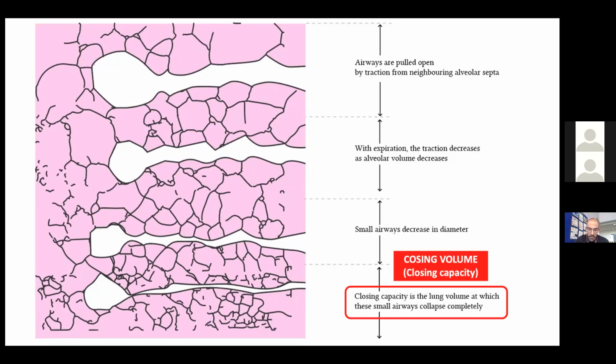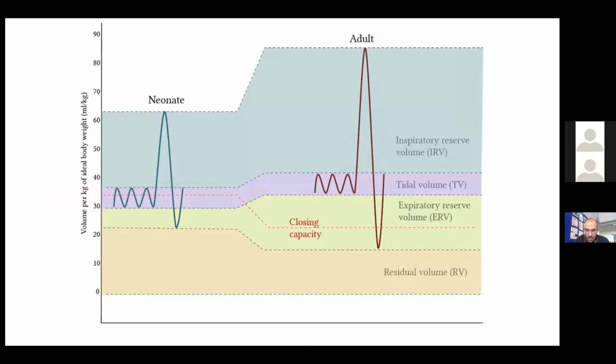So we always need to make sure that we are ventilating children above the closing volume, above or beyond the closing capacity, to avoid the atelectasis of these small airways. In adults, it is quite easy. All of us, our closing capacity is well within the expiratory reserve volume, so within the functional residual capacity. So when we are breathing at tidal volume, we are far away from the closing capacity. But in small children, especially neonates, you can see on the left-hand side that the closing capacity is within the tidal volumes.